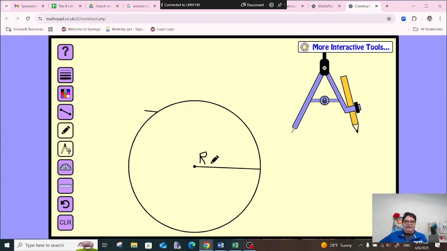I don't know why. This one does not write very well. It has to do with this software, I think. Radius. Okay? Yours should look a little neater. I wish it had a text that I could type, but it doesn't.